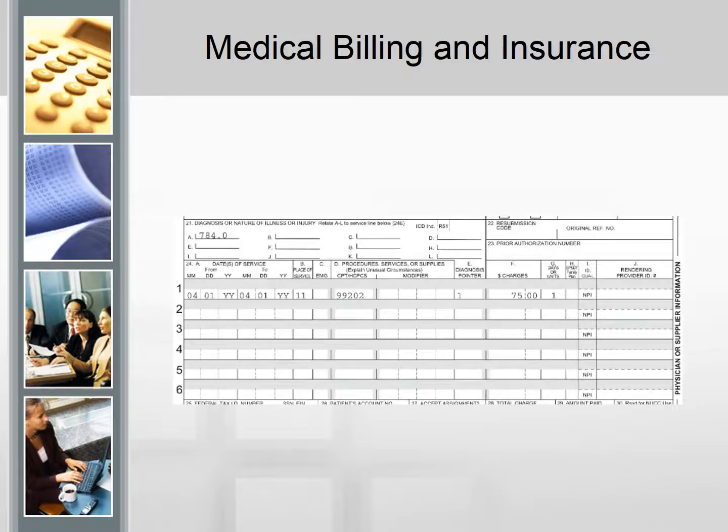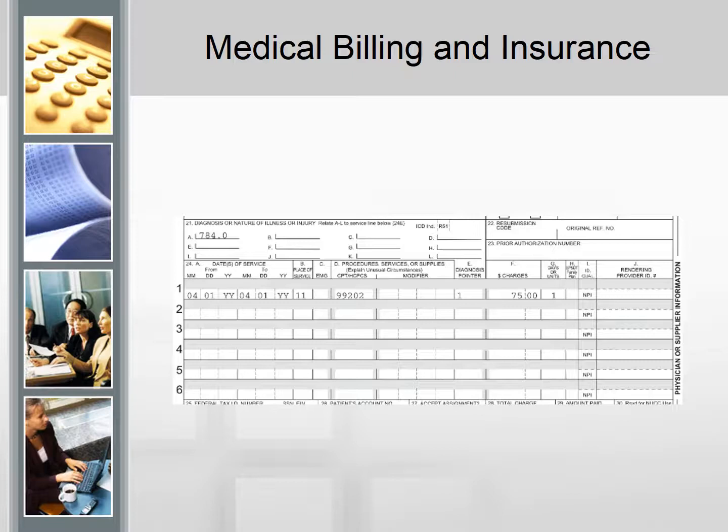Block 21 of this next section identifies the patient's diagnosis. So in this case for Ann Adams, it was 784.0. Notice that only codes are used here. Nothing is ever written out. So either the ICD-9 or ICD-10 code would be entered. If the patient has more than one diagnosis, then we would enter one on each line.